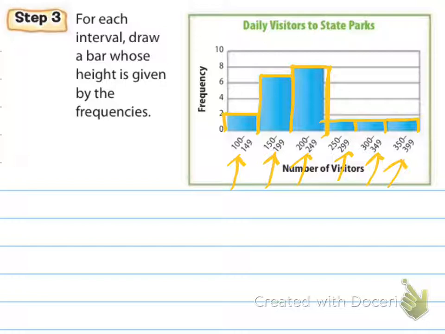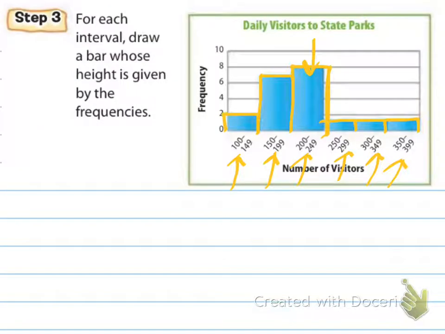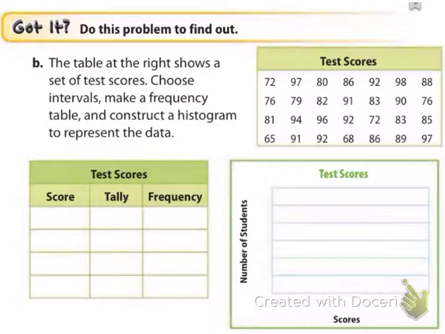When we look at this, to be able to interpret it, we could say that most of the days there were 200 to 249 people at the park. We can say the lowest amount at the park was between 100 and 149, and the most at the park on any given day was 350 to 399.